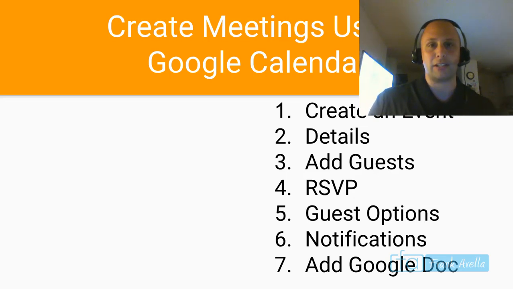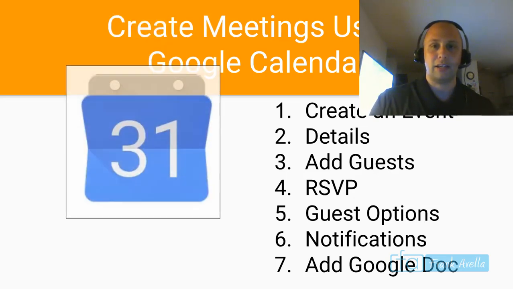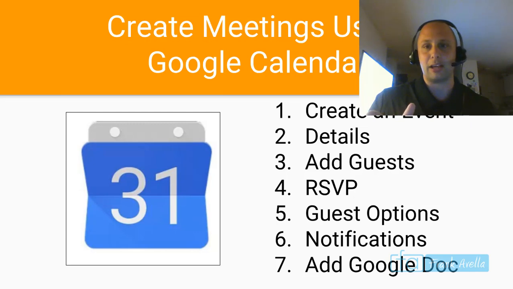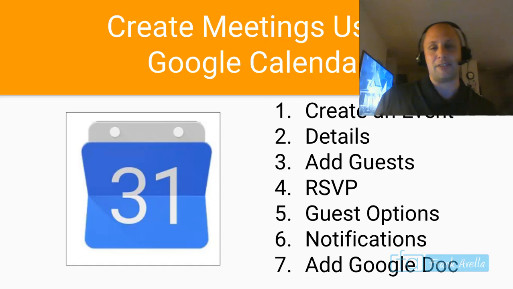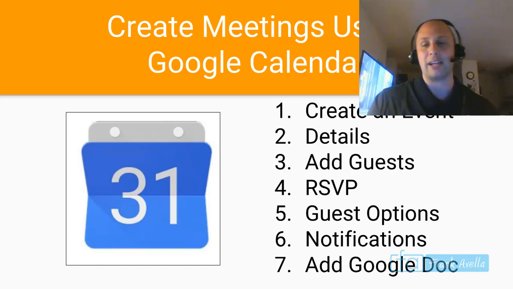Well, what are some of the good things about Google Calendar for meetings? You can create an event. You can add details to that event, add guests, have guests RSVP. There are a bunch of different guest options. You can have notifications, and you can add a Google Doc. So this is a nice little summary here.